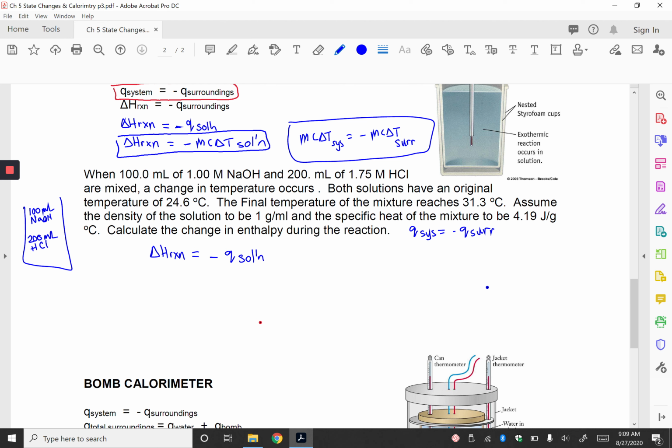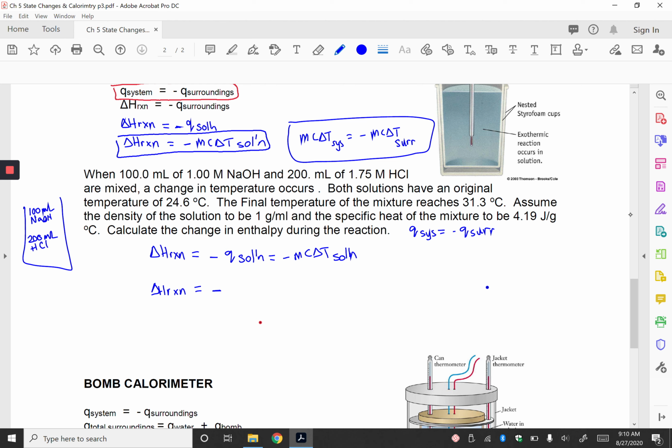Well, what am I solving for? I'm solving for the enthalpy, the delta H. So I want to keep that intact so I can solve for it. So then I say that is equal to negative MC delta T of my solution. So delta H of my reaction is negative MC delta T of the solution.